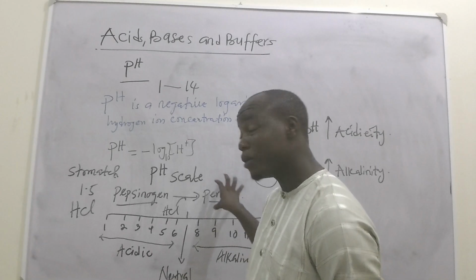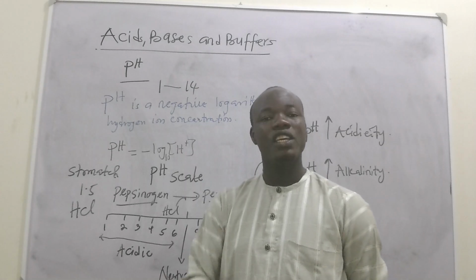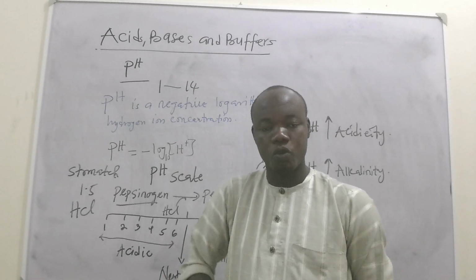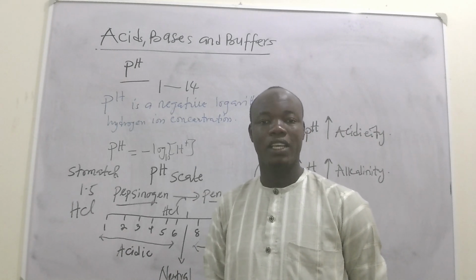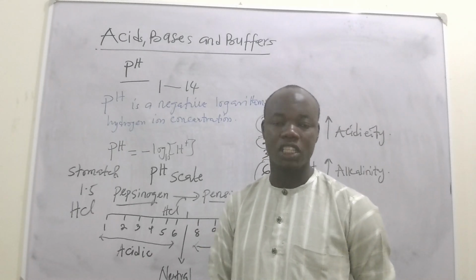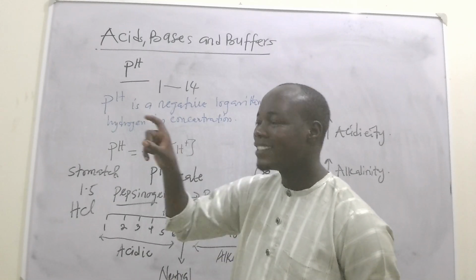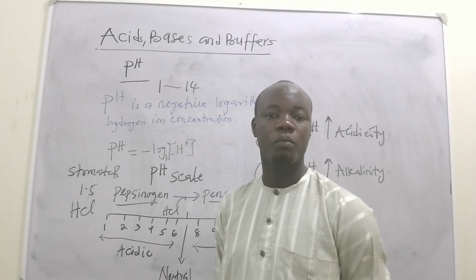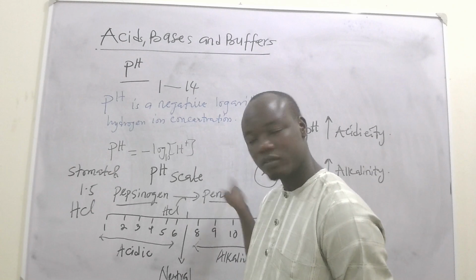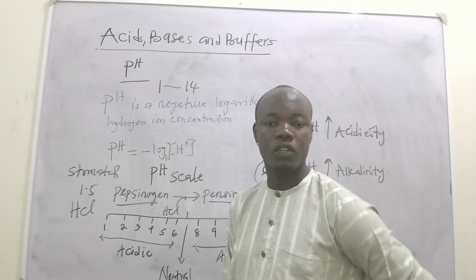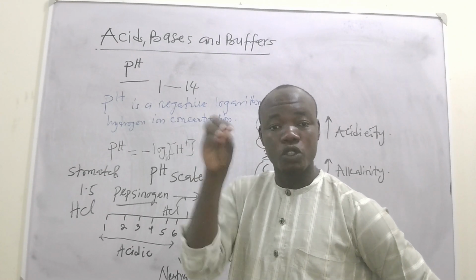pepsin, once it is active, acts on protein. And of course, if we are not taking enough proteins, our body is made up of proteins. Our intestine and our stomach are made up of protein because we have meat in them. So if there is no protein, this enzyme will start digesting our own stomach and our intestine.